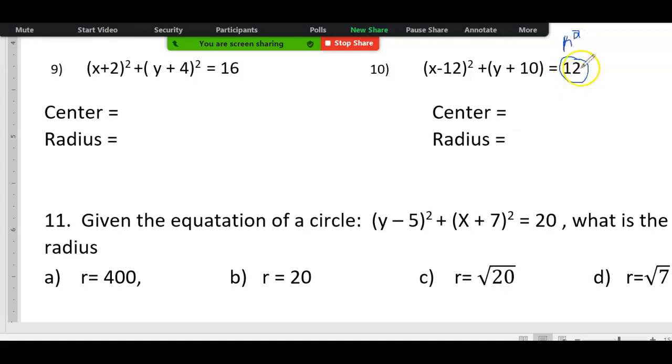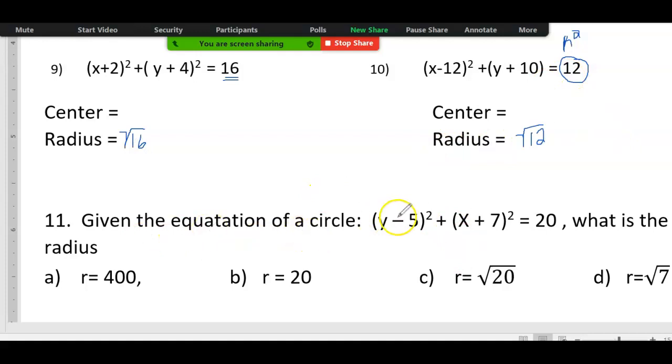So what number to the second power is 12? To find that, all you have to do is square root that number, 12. So my radius is the square root of 12. Over here, my radius would be the square root of 16. Okay, so that's all you do, square root this number.